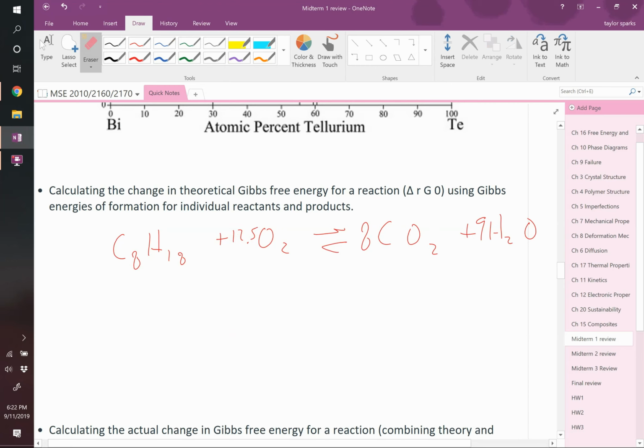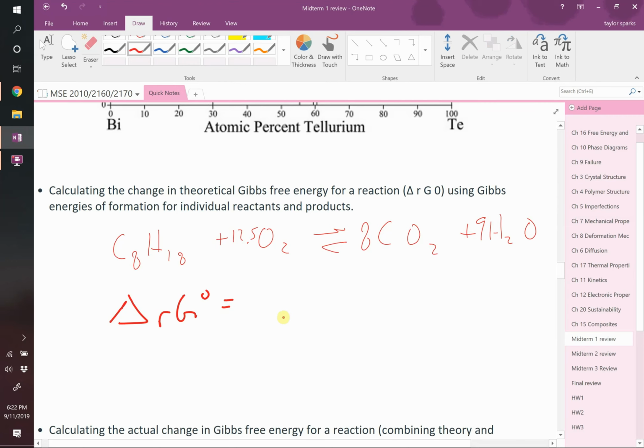All right. Let's assume that's right, that I didn't mess that up. How would you calculate the change in theoretical Gibbs free energy, which is just this thing? That is delta RG naught. The change in the theoretical Gibbs free energy is equal to the sum of the products minus the sum of the reactants.